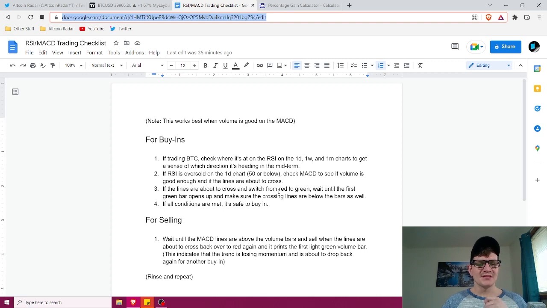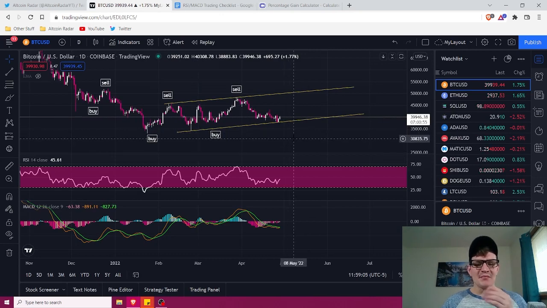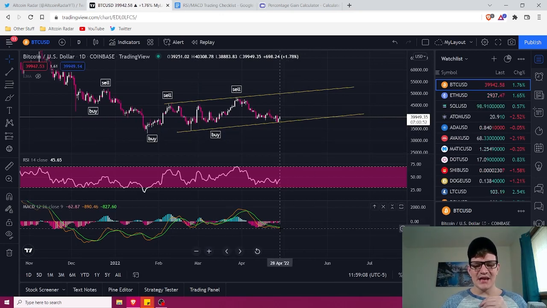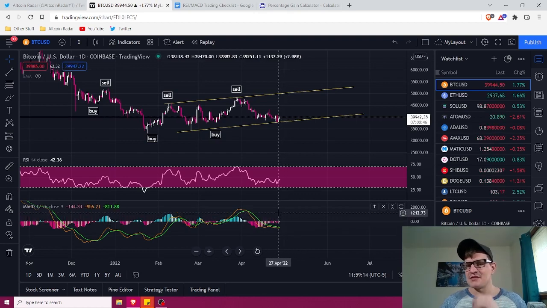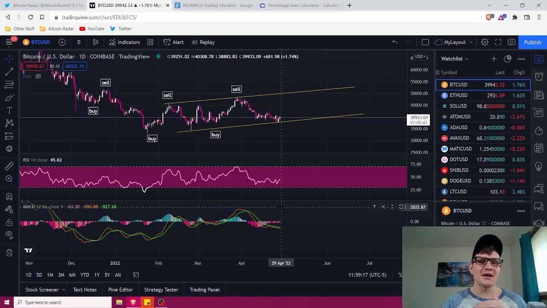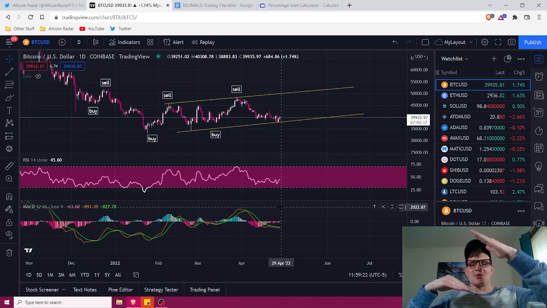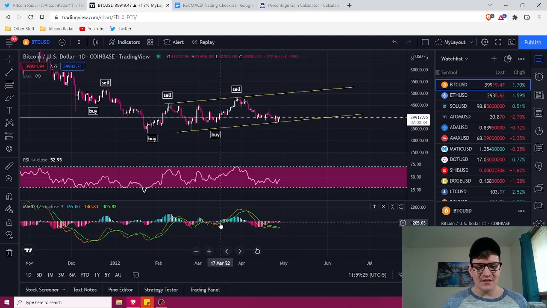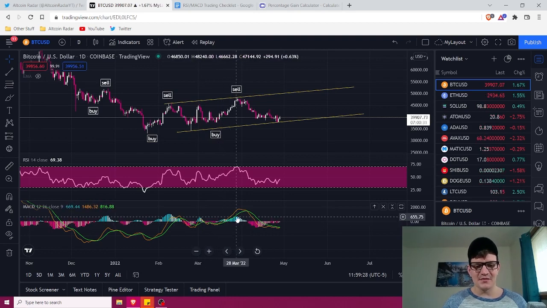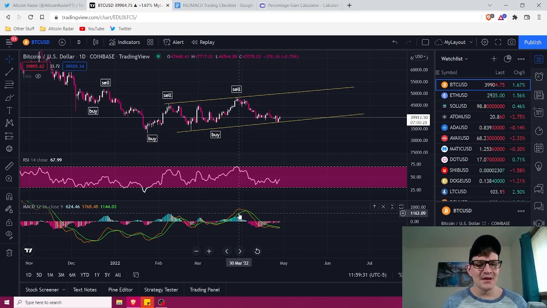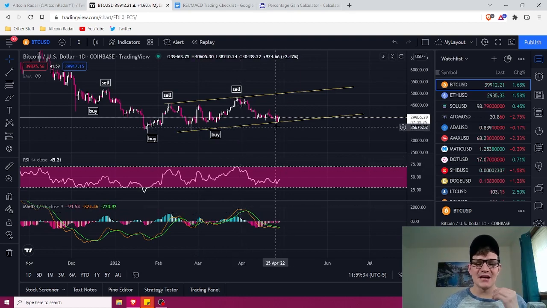Number 3: if the lines are about to cross and switch from red to green, wait until the first green bar opens up and make sure the crossing lines are below the bars as well. Here's what I mean. You want to wait until these lines actually make the cross and start printing that very first green bar. That's confirmation that it's going to start going upwards again, and the lines are going to broaden and go wider as it goes up. Just like you see here, it crossed, and on that first bar it started going up. That's what you want to wait for. That is the perfect time to buy.